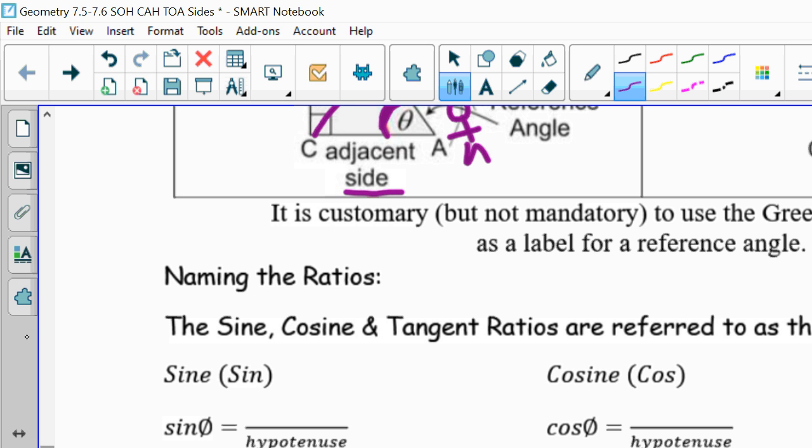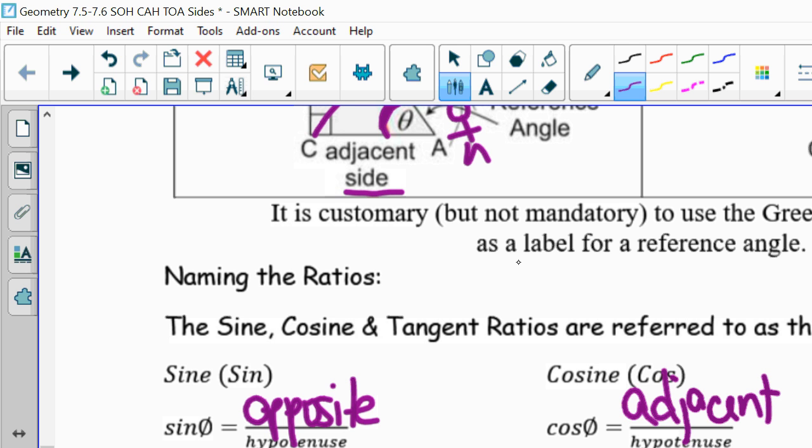The sine, S-I-N-E, we abbreviate as S-I-N. We still pronounce it as sine, not sin. The sine of theta is equal to the opposite side over the hypotenuse. The cosine, we abbreviate as C-O-S. The cosine of theta is equal to the adjacent side over the hypotenuse. And then we have the tangent, which we abbreviate with T-A-N. The tangent of theta is equal to the opposite side over the adjacent side. The tangent is the only one that does not use the hypotenuse.